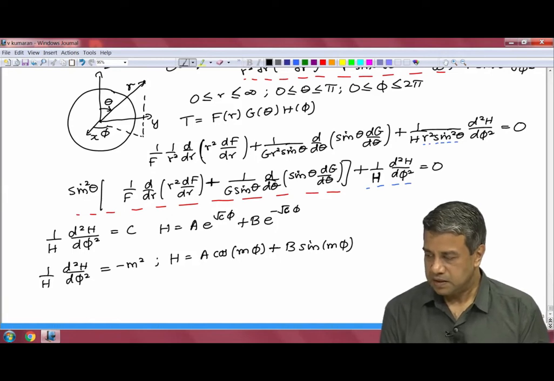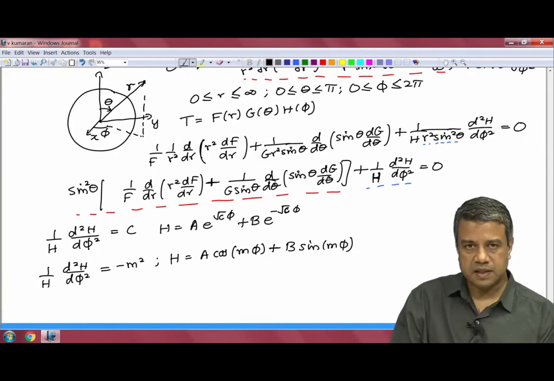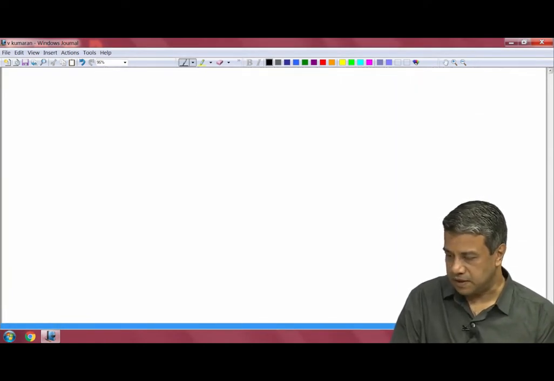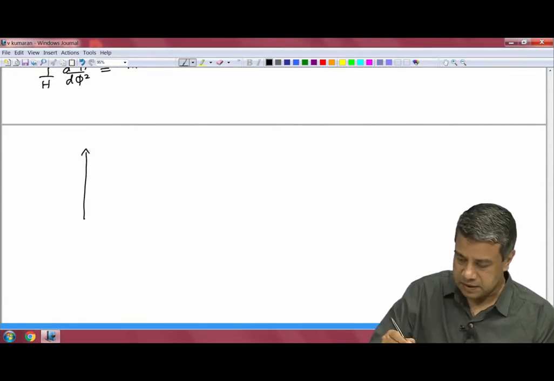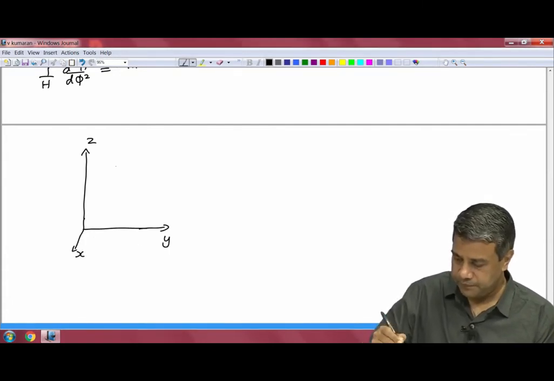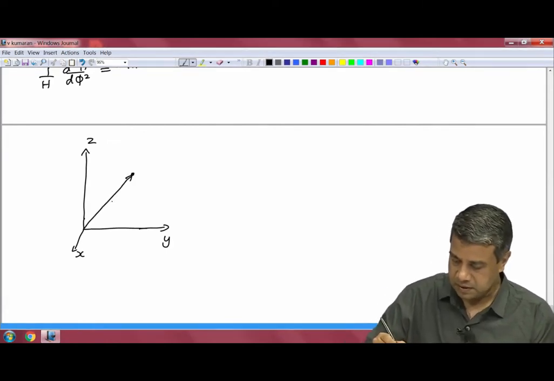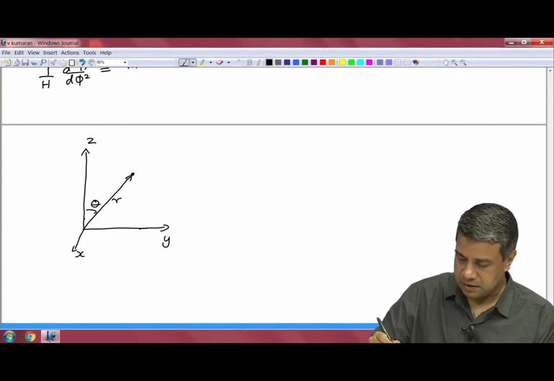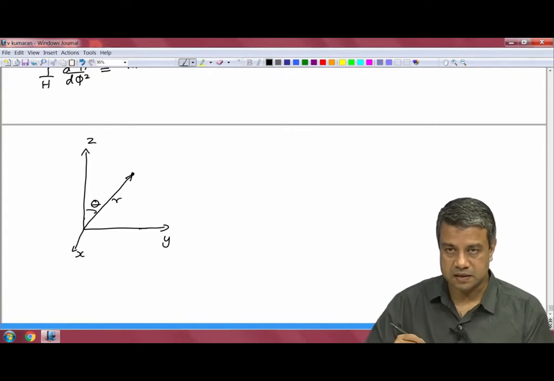So, which one is it? Is it positive or negative? For that, let us examine physically what this angle phi is. So, this is the z axis, this is y, this is x. This is any location in which r is this coordinate and this is theta, and phi is basically the angle around the z axis.